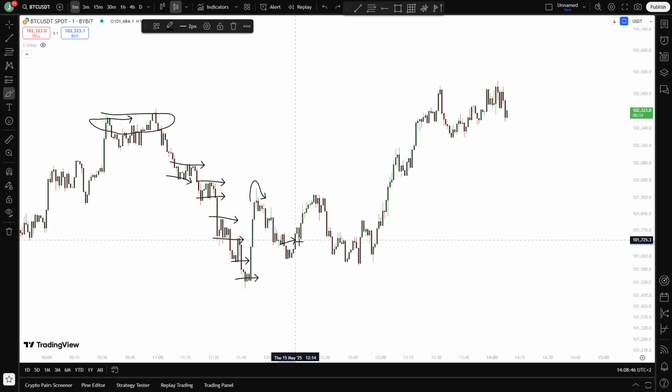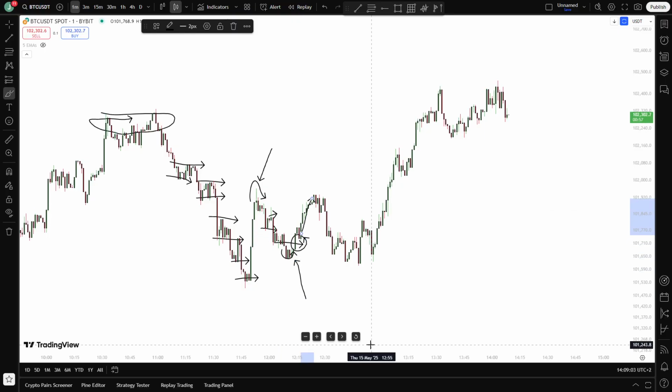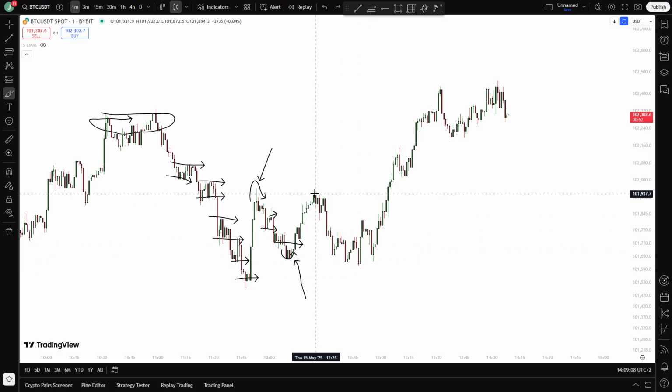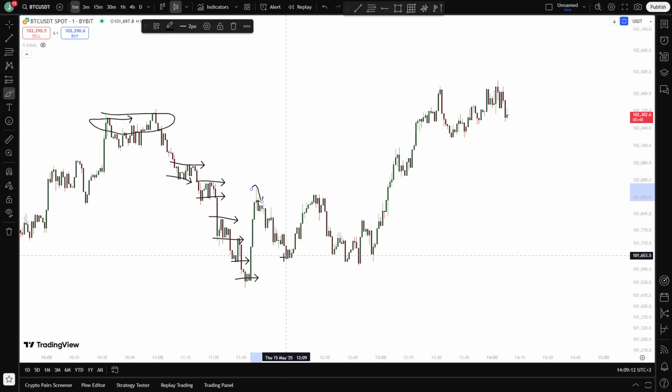And here again, where do you want to enter? When it breaks a previous low or previous high. So here we consider higher high, higher low, the break, and a short-term trend. Okay? And here we continue the same. We have this, and we have this.